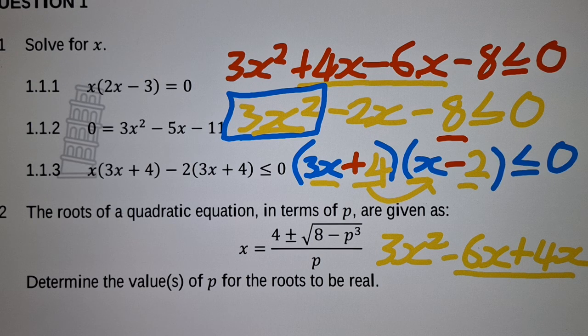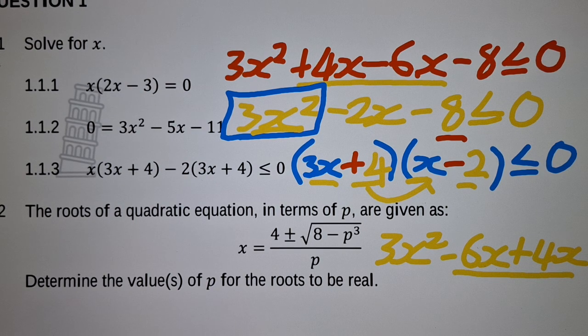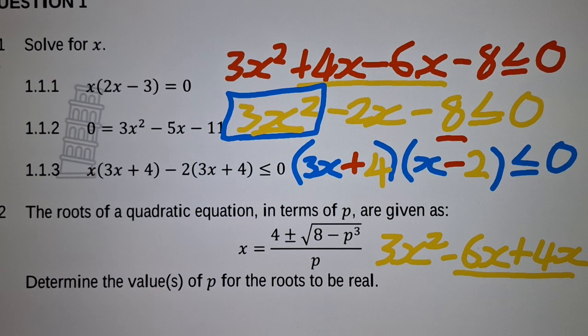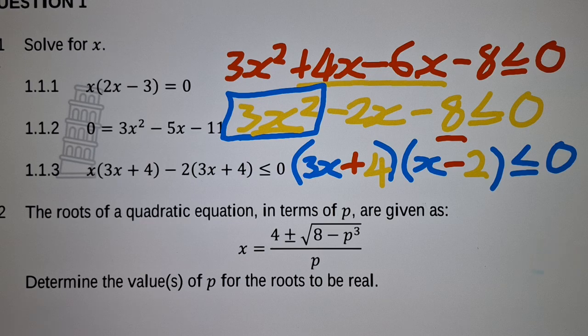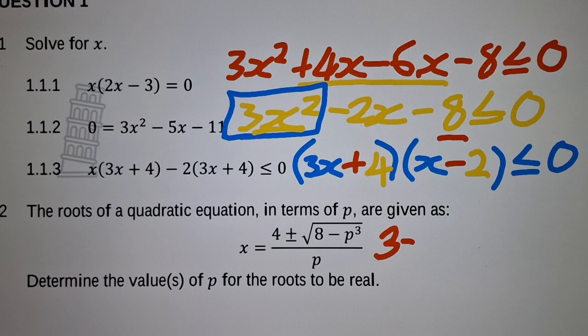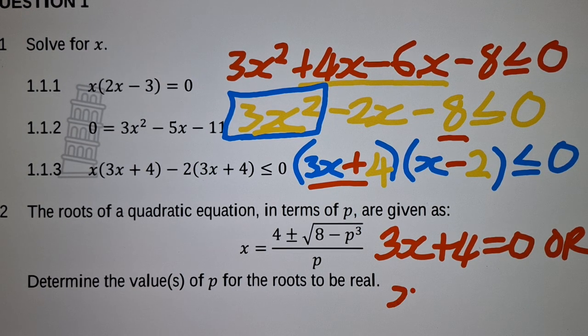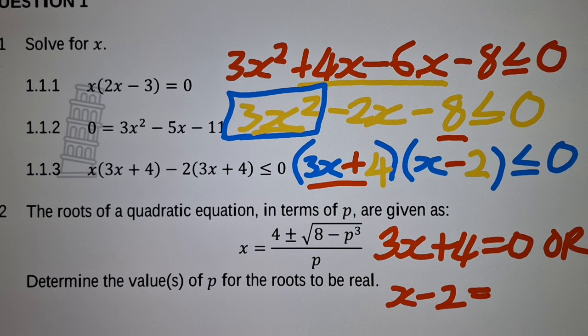if you add them, they give you the middle term, negative 2x. The positive thing is that, yes, it gives us the middle term. Negative 6x plus 4x gives you negative 2x. It means that our factorizing is correct. So we write it like this. We take 3x plus 4 in the first bracket and equate it to 0. Then we take the other bracket, x minus 2, and also equate it to 0.